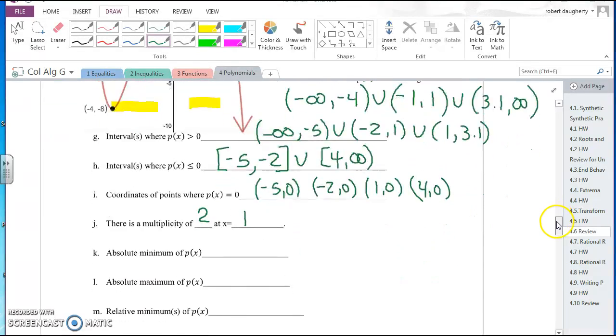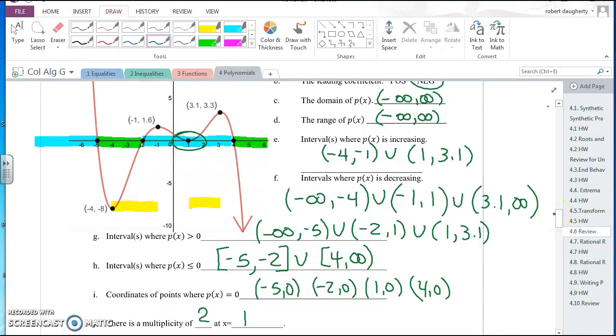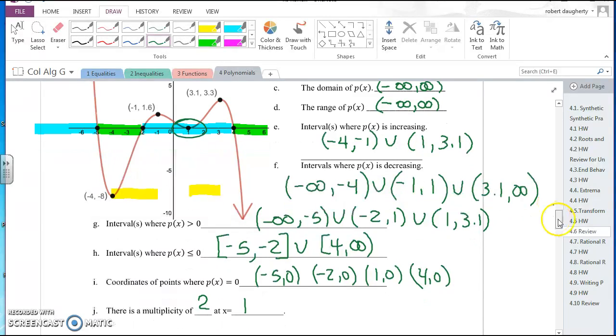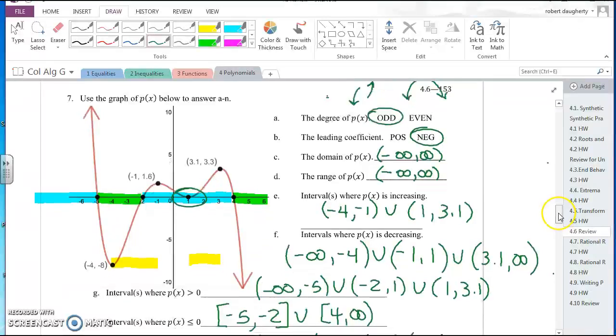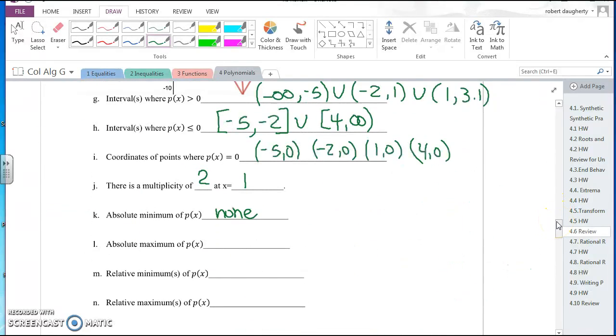Is there an absolute minimum? So if you look at the graph, it goes down, so it's going to go to negative infinity. There is no absolute minimum. Is there an absolute maximum? You look at this graph, there's an arrow pointing upward. It goes to infinity. So there is no absolute maximum.